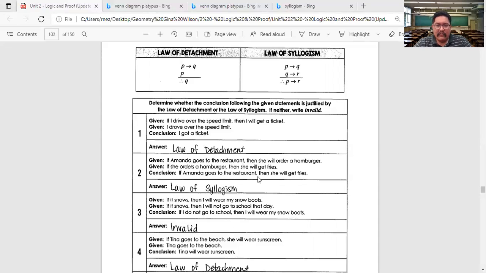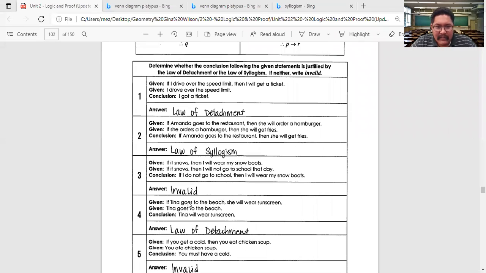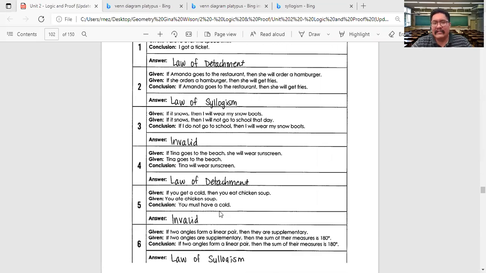All right, moving on to number 4. Given that if Tina goes to the beach, she will wear sunscreen. Given Tina goes to the beach, therefore Tina will wear sunscreen. That looks like it might be law of detachment. But why is it? Well, actually, it is. Because in this case, we know she went to the beach, right? It's telling us if she goes to the beach, she will wear sunscreen. And now we know she went to the beach. So definitely she will be wearing sunscreen. And again, I know someone's going to say something like, well, what if she forgot the sunscreen or something like that?